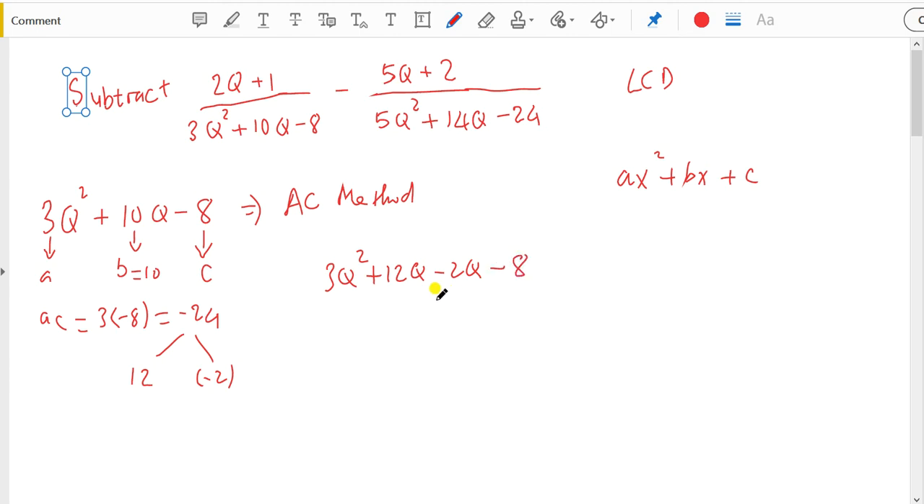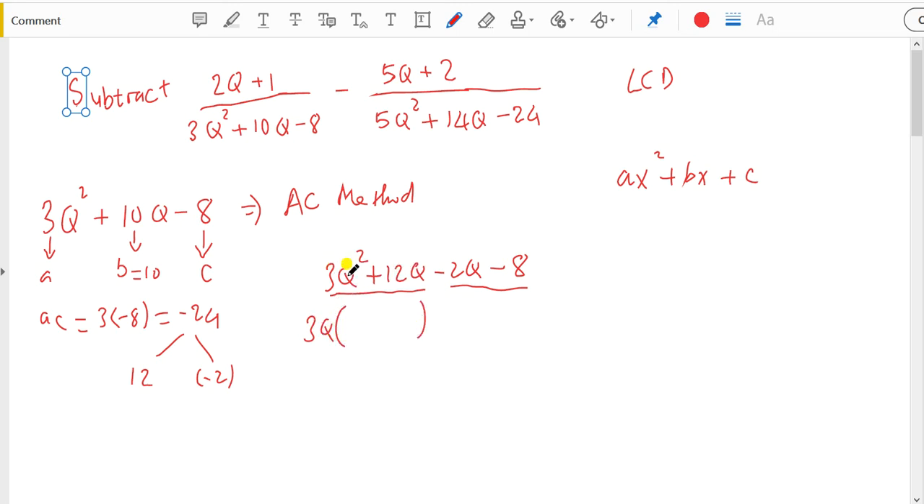After we rewrite the middle term into these two terms, we can then factor this whole expression by using the grouping technique. I first group the first two terms together and the last two terms together. From the first two terms, we can see that they have a common factor of 3 for the number and also q for the variable. So I can pull out 3q from the first two terms.